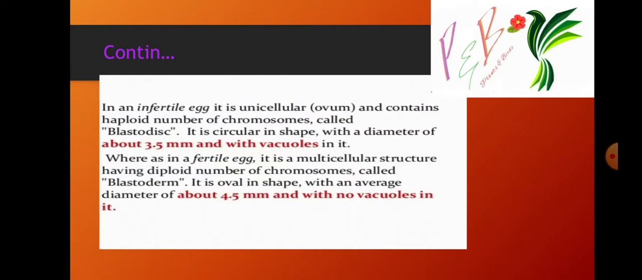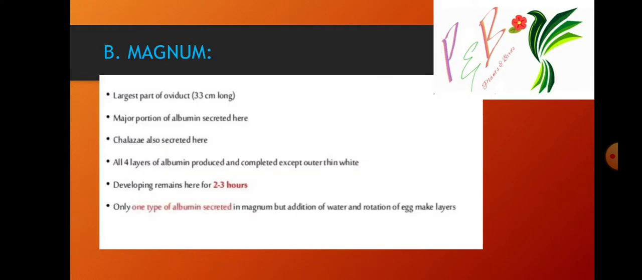And next, the magnum, the largest part of the oviduct. The major portion of albumin is secreted here. Chalaza is also secreted here. All four layers of albumin are produced and completed except the outer thin white.